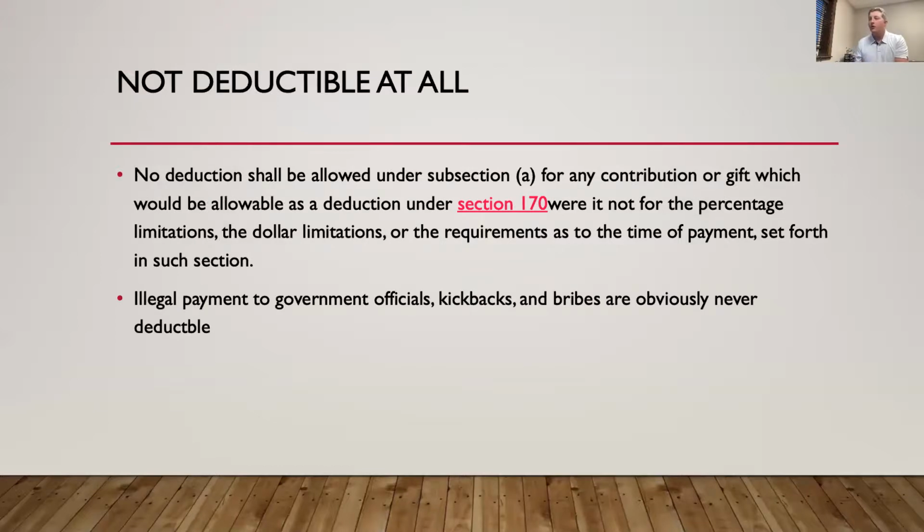These are not deductible at all: any contribution or gift which would be allowed as a deduction under section 170 is not deductible here. Obviously, illegal payments to government officials, kickbacks, and bribes are never deductible.